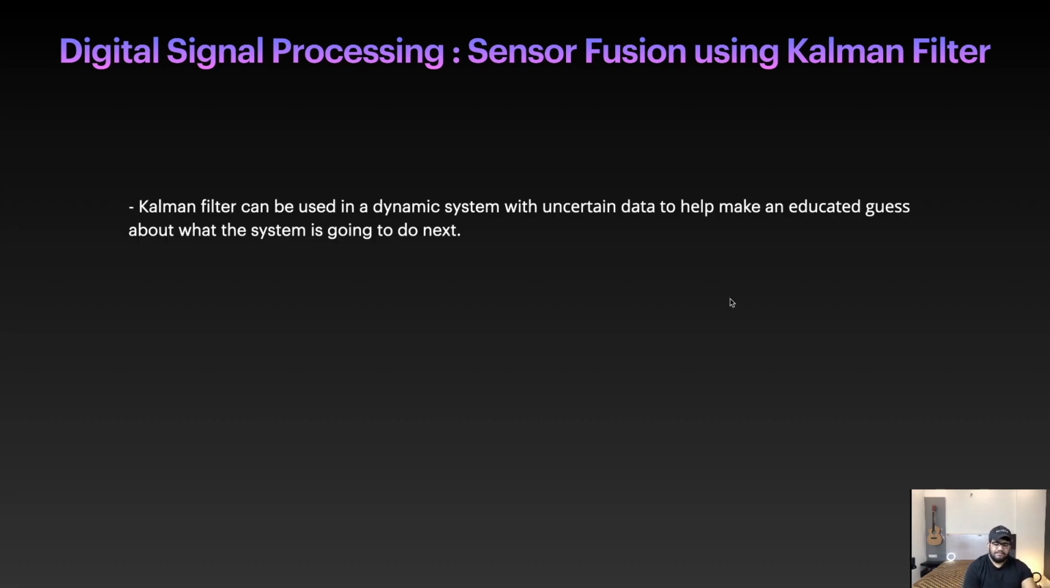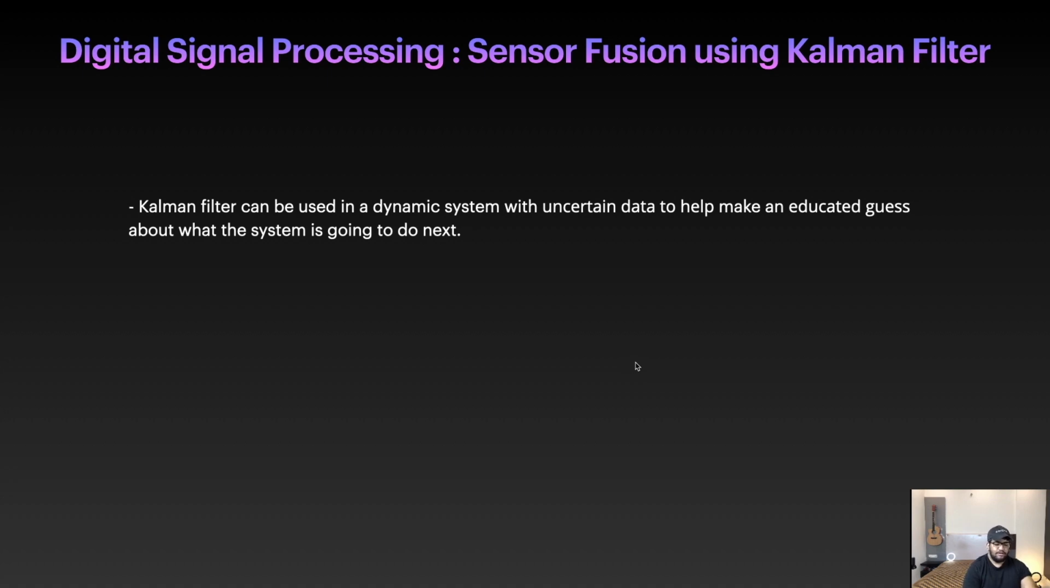And why? Because I've already told you the advantages of Kalman filter over complementary filter. So let's talk about that. Kalman filter can be used in a dynamic system with uncertain data to help make an educated guess about what the system is going to do next. So this is a very powerful concept of Kalman filter. It will give you a very good estimation of what your system is going to do next based on the current values and this uncertain data set which you provide to the Kalman filter, that it will use and do some computation and give you a very good guess.